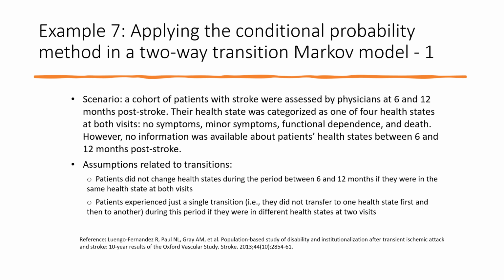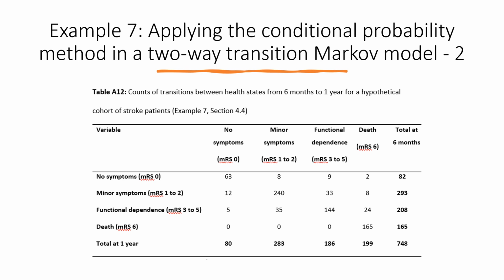1. If a patient was in the same health state at both visits, we assumed that they did not change health state during the period between 6 and 12 months. And 2. If a patient was in different health states at the 2 visits, we assumed that they experienced just a single transition in this time period. Partially using the data from the Oxford Vascular Study for stroke and with some assumptions, we developed a counts of transitions matrix for a hypothetical cohort.